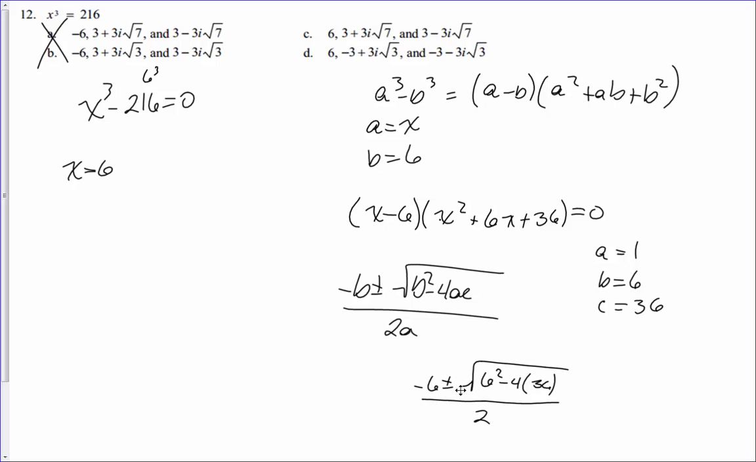So we have negative 6 plus or minus the square root of 6 squared minus 4 times 36. If we start to do the math, we're going to get negative 6 plus or minus the square root of 36 minus 144, divided by 2. Now I'm going to have to move over here. So negative 6 plus or minus the square root of negative 108 divided by 2. Well, let's see what we can pull out of negative 108.